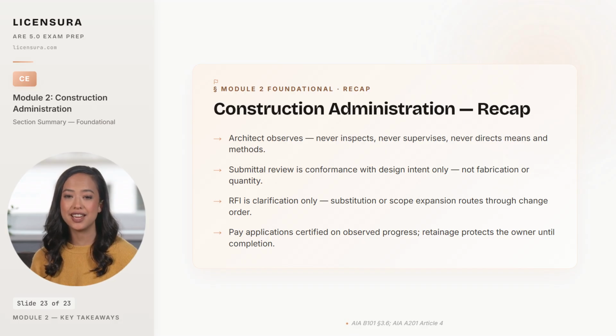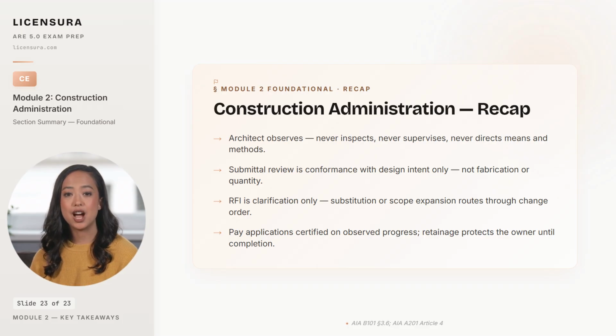And the verb choice in AIA B101, Section 3.6 is the contract language that protects the design team from contractor liability. Second, submittal review is conformance with design intent only, not fabrication accuracy and not quantity verification, because those belong to the contractor under A201, Article 3.12.